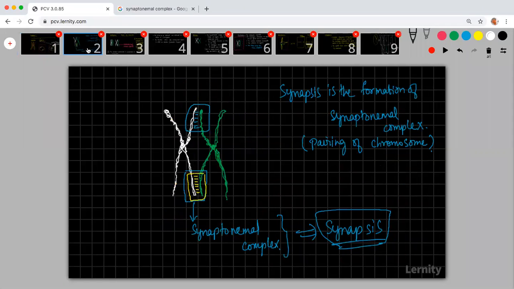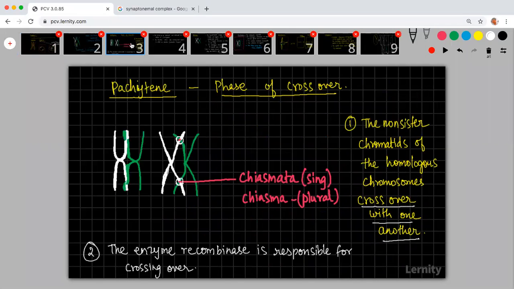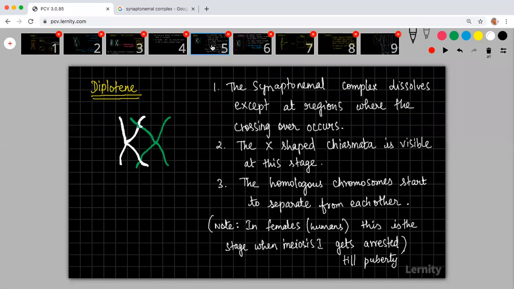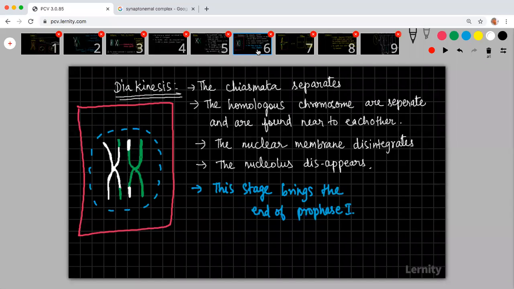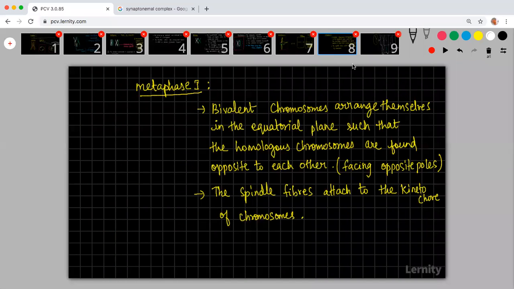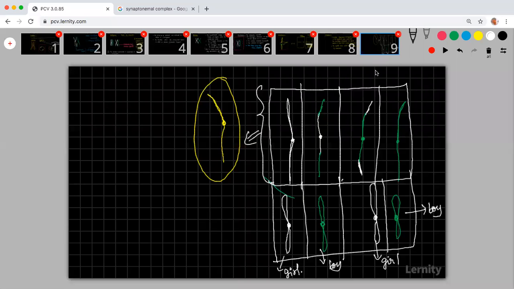First slide, second slide, third slide. We'll discuss the papers next week fully. Next week, I will discuss only papers. We can discuss. Fourth slide, fifth slide, sixth slide, seventh slide, eighth slide, ninth slide.